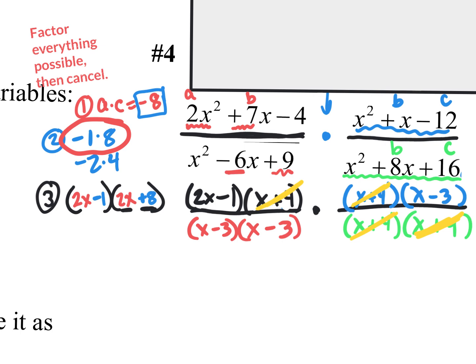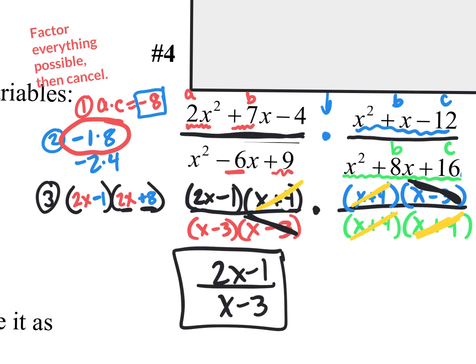What else could we cancel? We could also cancel the x minus 3 down here with the x minus 3 up there. And ladies and gentlemen, that is our final answer. 2x minus 1 over x minus 3. That is our answer. I hope we understand it.